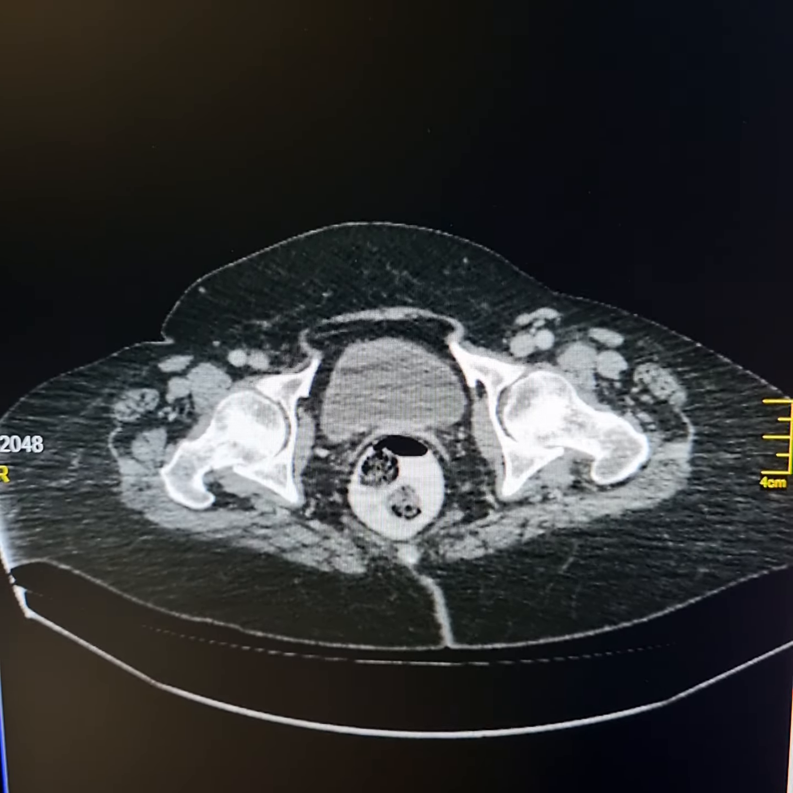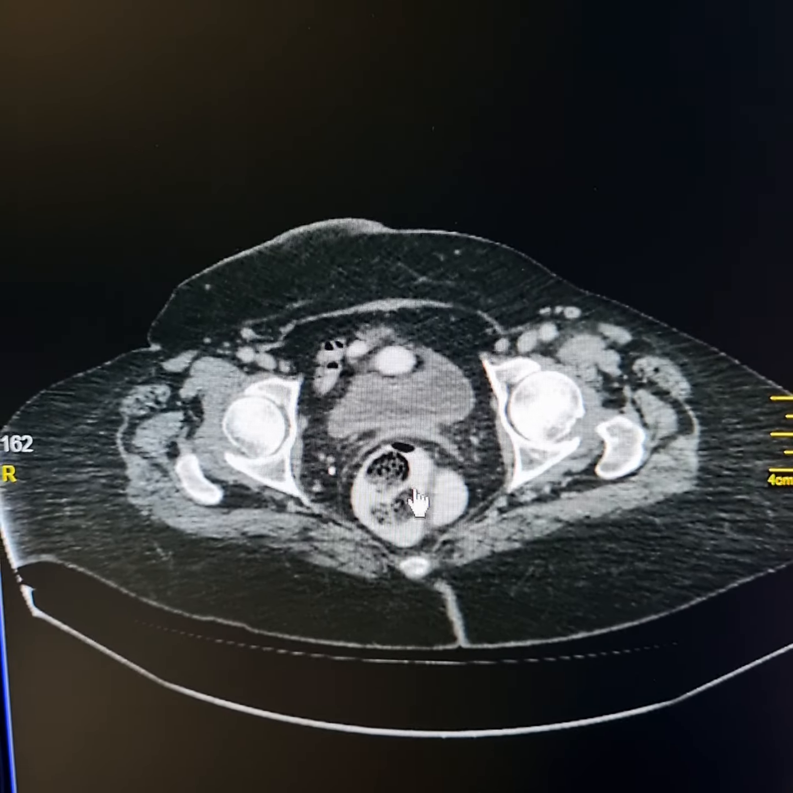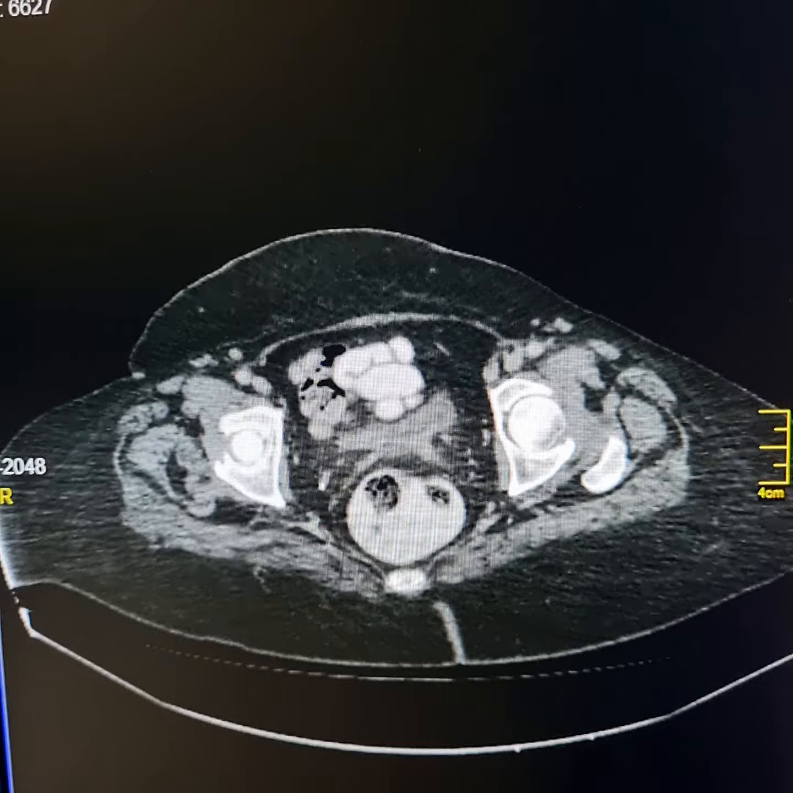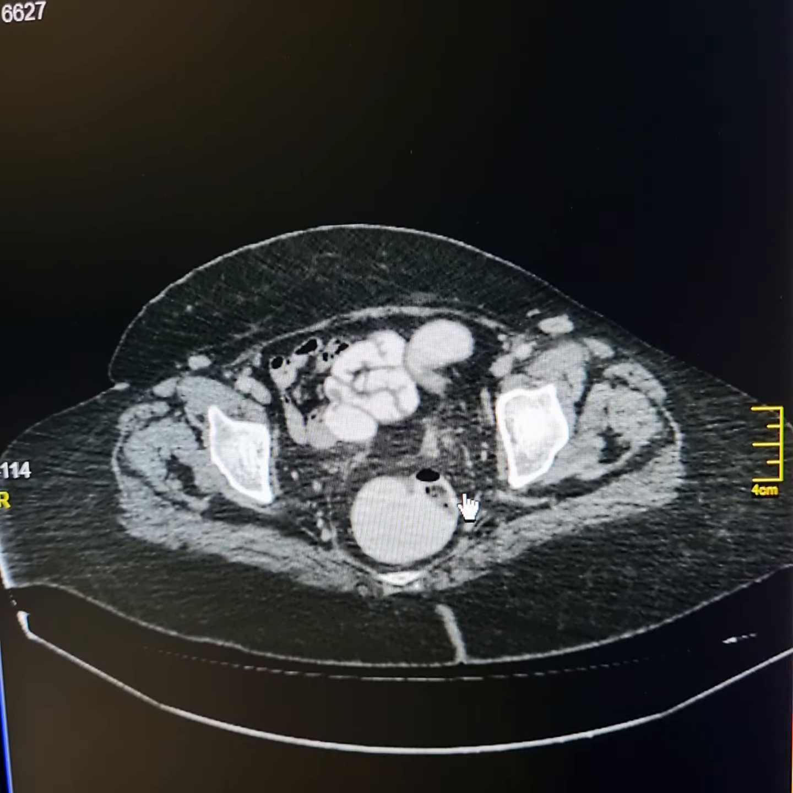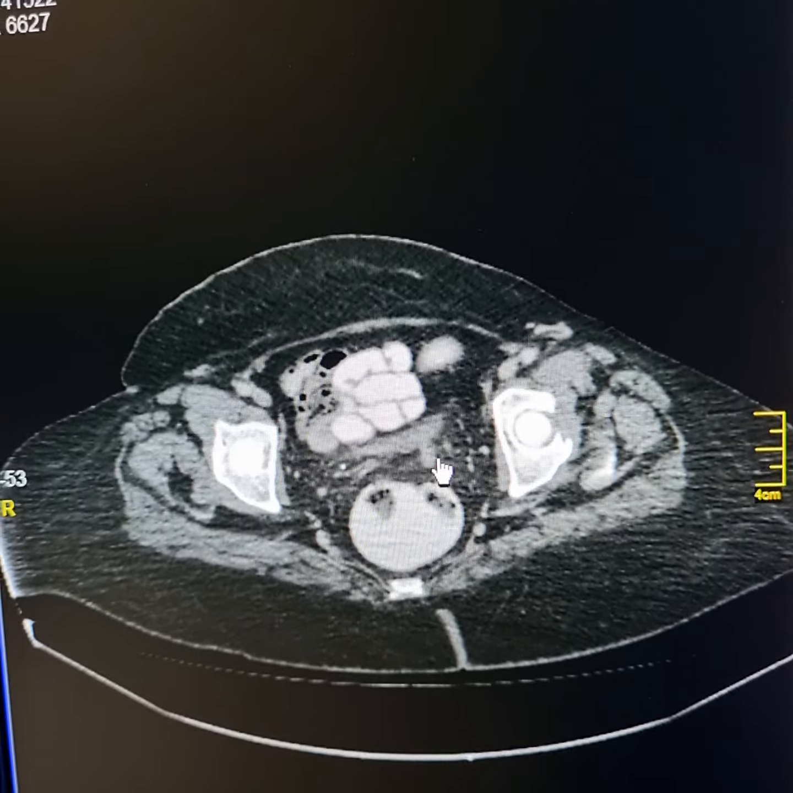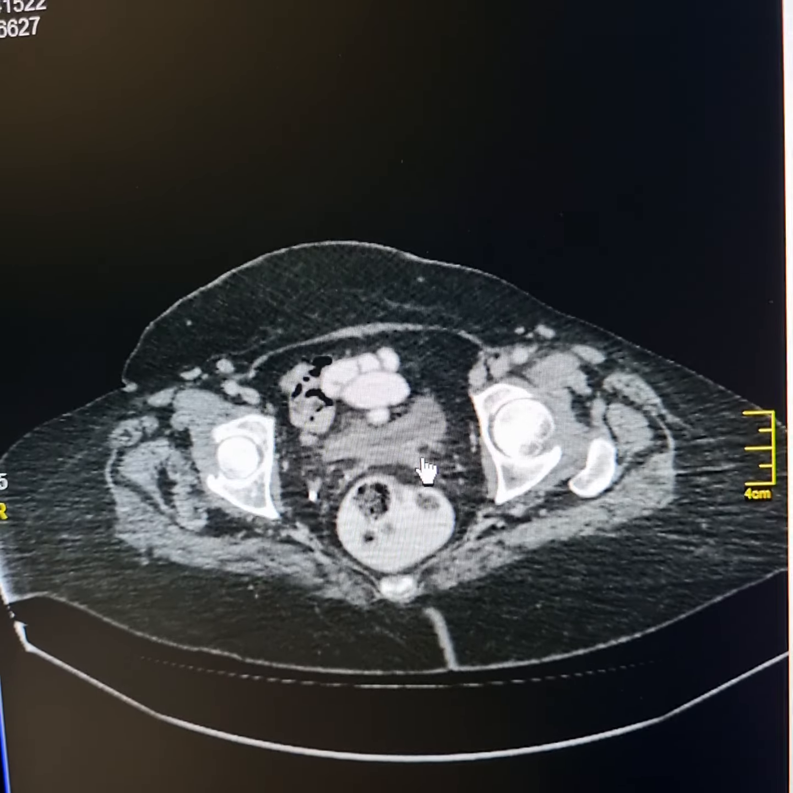Rectal contrast medium was also given to this patient. Now this is the urinary bladder. This is the contrast medium in the rectum here. Now this is left ureter and there is a calculus in this left ureter, vesico-ureteric junction.